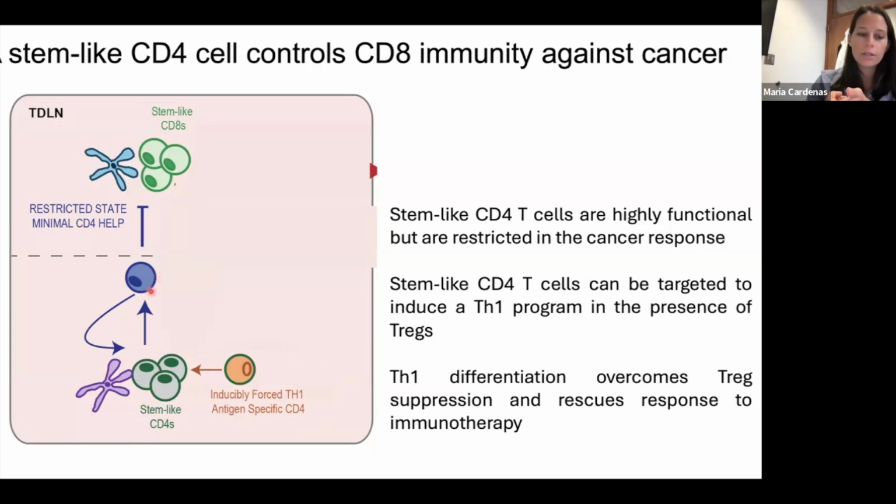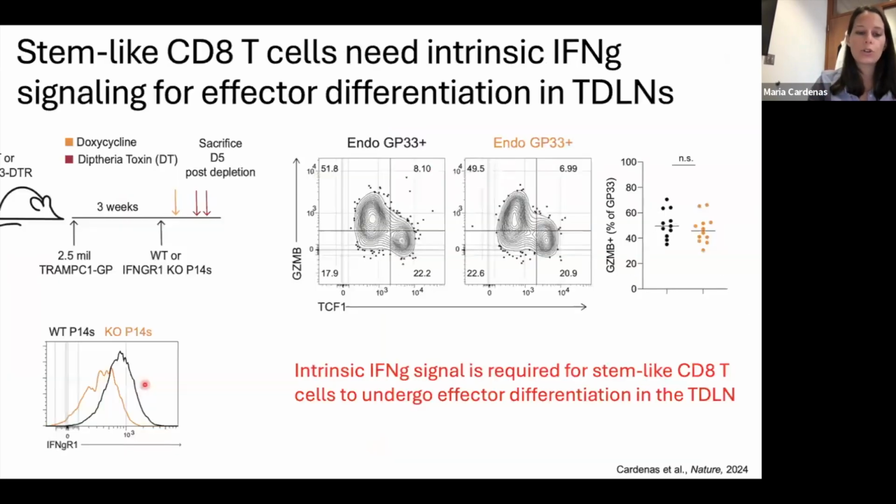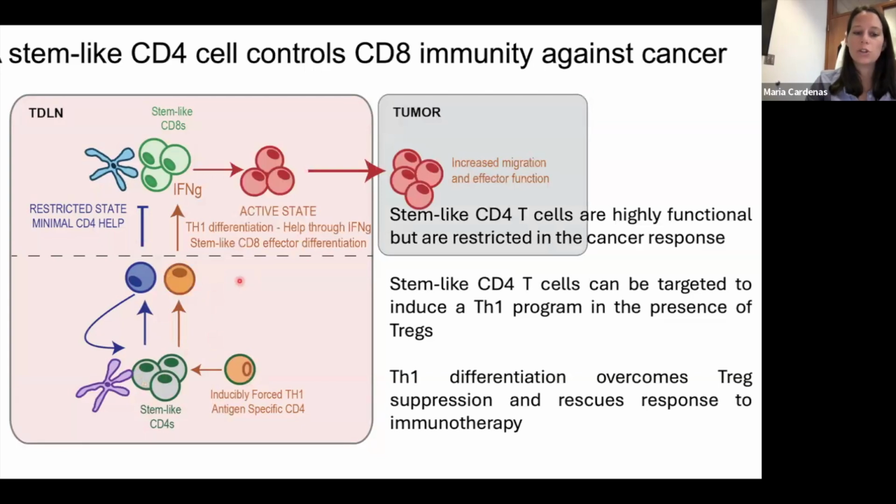Now, we can switch this restricted state by targeting the stem-like population. We showed that in the presence of Tregs, if we inducibly force some antigen-specific CD4s to undergo Th1 differentiation, these cells can bring their buddies along and also drive effector differentiation of Th1s from these stem-like CD4s, that then through interferon gamma help the stem-like CD8 T cell response to drive an effector program within the draining lymph node that goes to the tumor and really enhances and rescues both the anti-tumor response and response to immunotherapy.